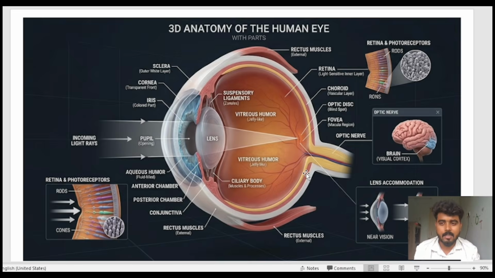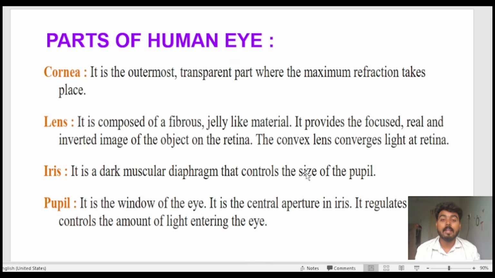Shall we go for the next one now? Parts of the human eye. I told you the first part is the cornea. What is the meaning of cornea? I told you that the cornea is the outermost, transparent layer of the human eye. And then the lens. What type of lens is in the human eye? In our human eye, there is a convex lens.